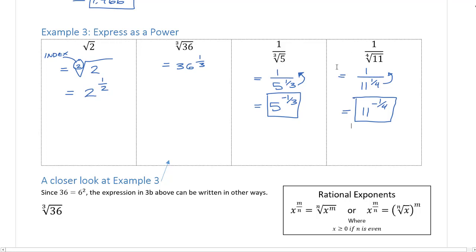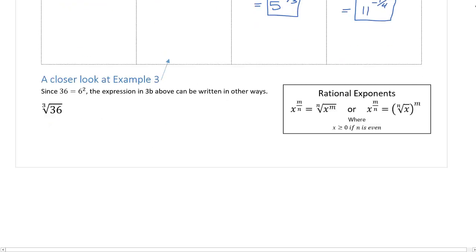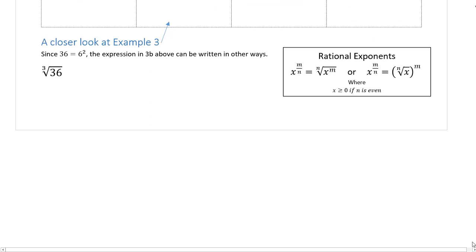Now, I want to look at this example here a little more closely. So notice how we could write it like that. I'm going to zero in on that one to kind of extrapolate and create the next rule or the next step in this rule. Okay, so let's look at 2 different ways of writing this thing. 36 to the 1/3. Well, 36 to the root 3, we already said in that example is 36 to the 1/3. But couldn't I rewrite 36 as 6 squared, right? So that means this would be 6 squared to the 1/3.